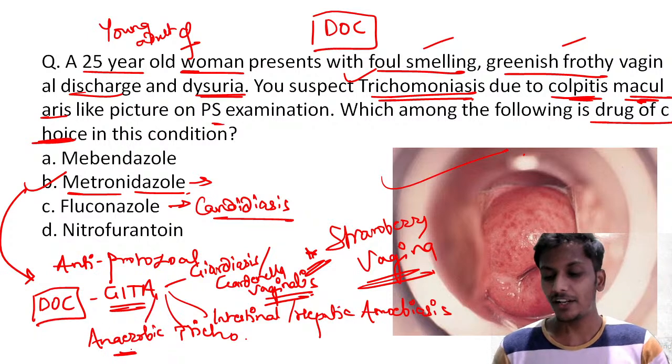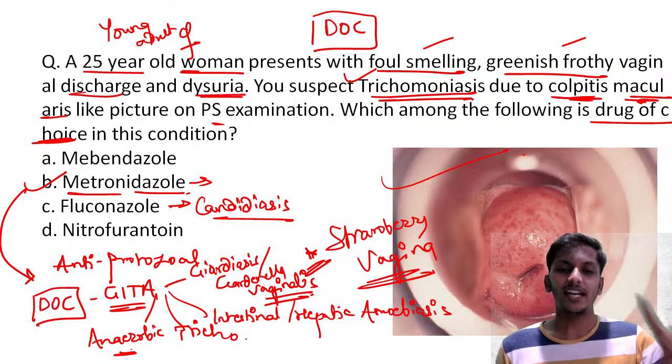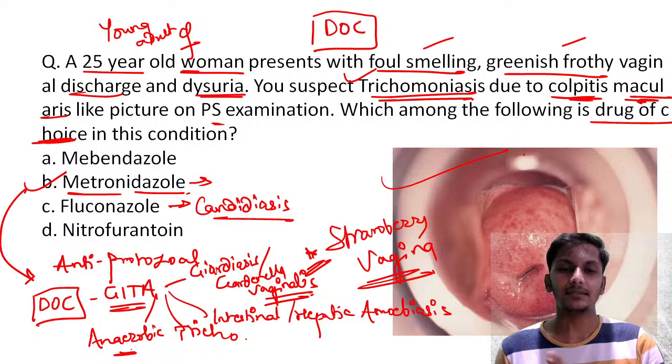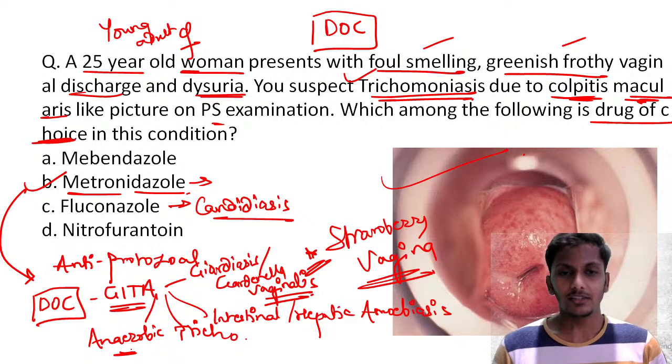So please remember, metronidazole is a drug of choice in which conditions? Gita. G for giardiasis or Gardnerella vaginalis infection, that is bacterial vaginosis. I for intestinal or hepatic amoebiasis. T for trichomoniasis. And lastly, A for anaerobic infections. I hope this is very much clear.